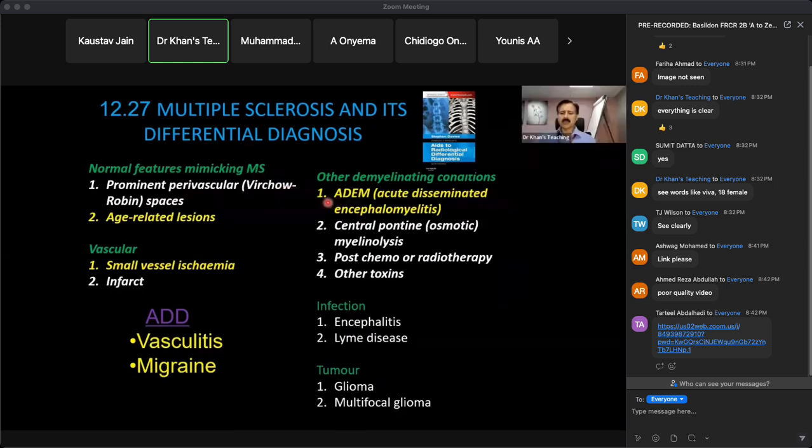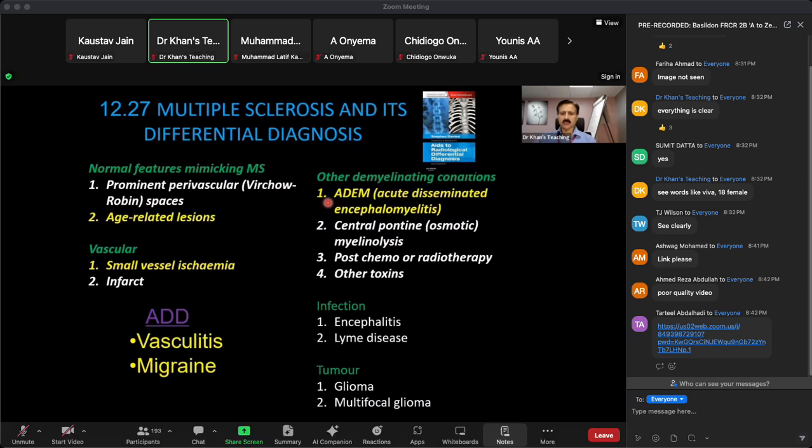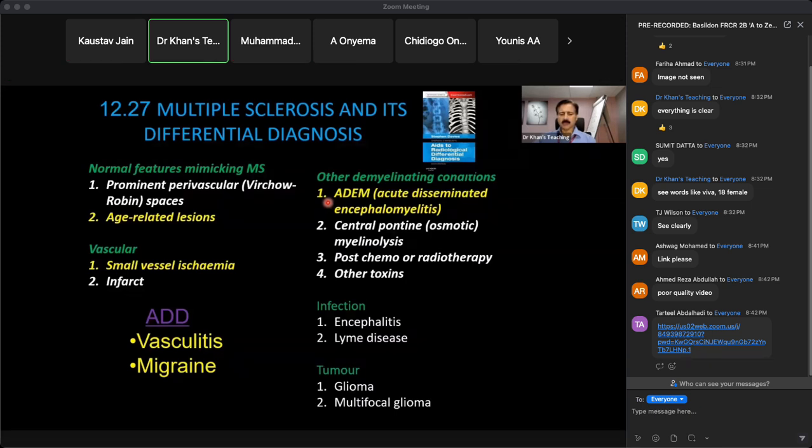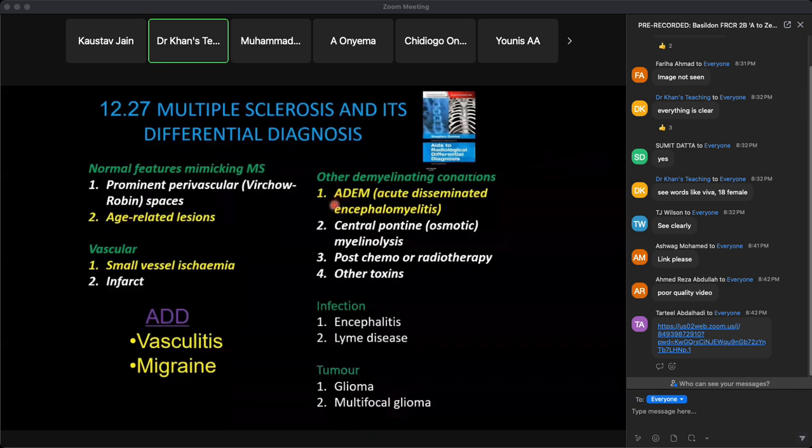So in the real world, part of the differential is clinical, which we will learn. But please remember that radiologically speaking, there are differences, and these differences will be asked in the exam. So I'll show you cases highlighting the differences.